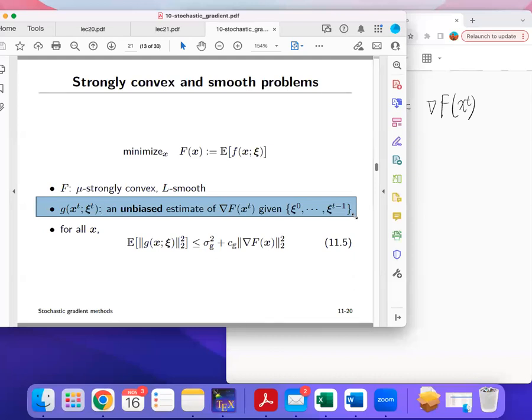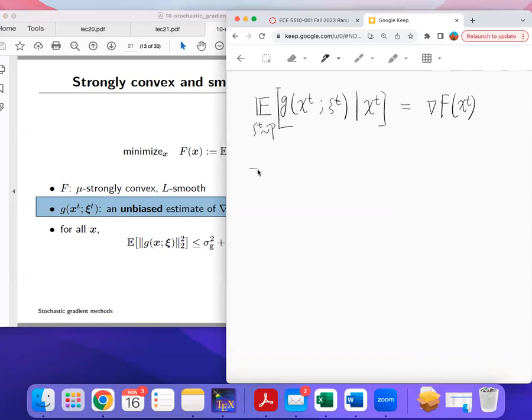Okay, so this is the second assumption, the unbiased assumption. The last assumption is to say that the second moment of the stochastic gradient is bounded by a constant plus the gradient norm. So the expectation of, inside we have the stochastic gradient, and because the stochastic gradient is a vector, we can consider the norm. We take the norm to the power of 2.